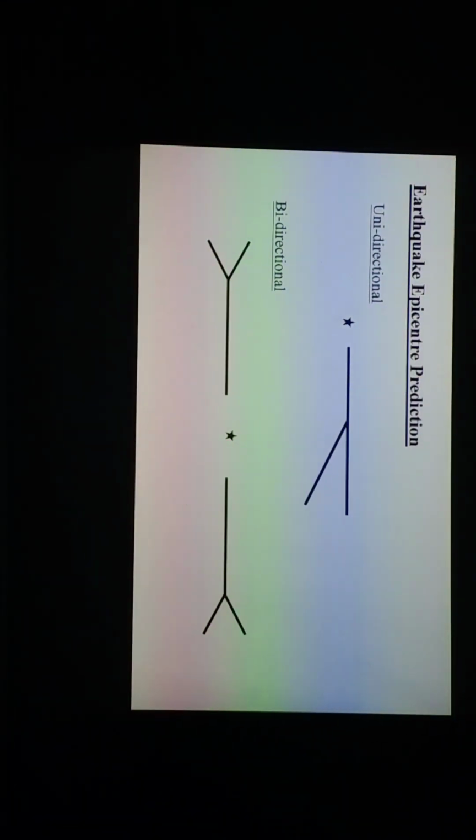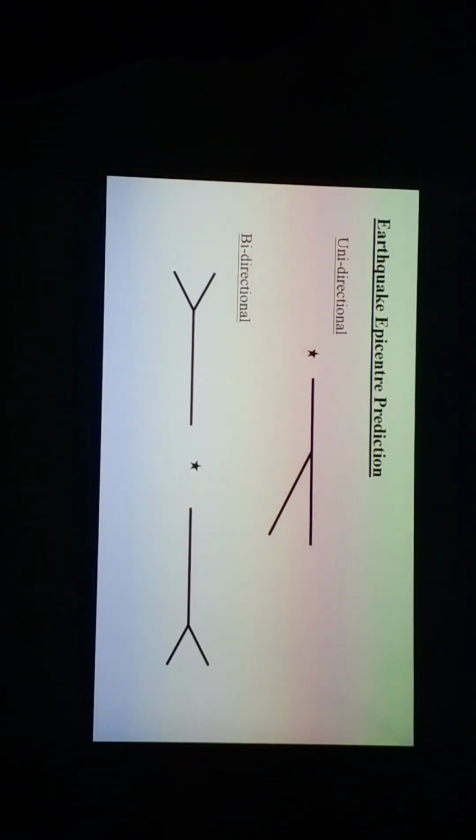And we can predict the earthquake epicenter from the fault branching. When we have unidirectional branching, if the branching has occurred at one end, then the epicenter of the earthquake lies toward the opposite end. And when we have branching at two sides of the fault, then the epicenter must be in the middle or somewhere in the mid portion of the fault.